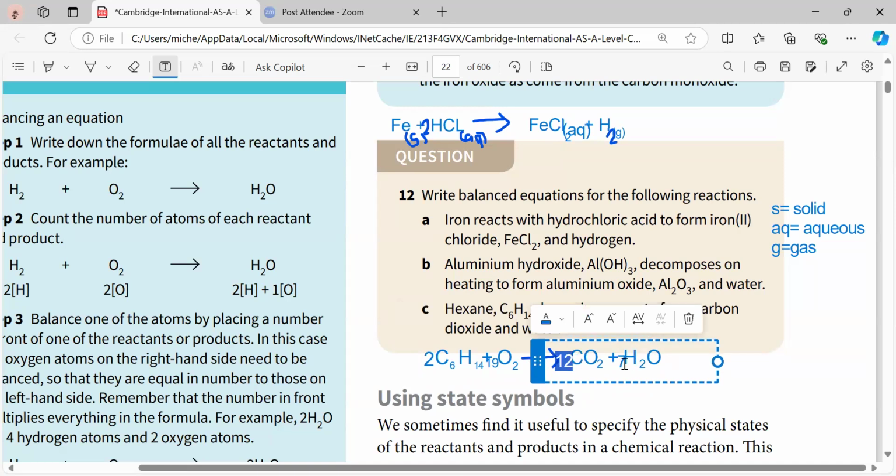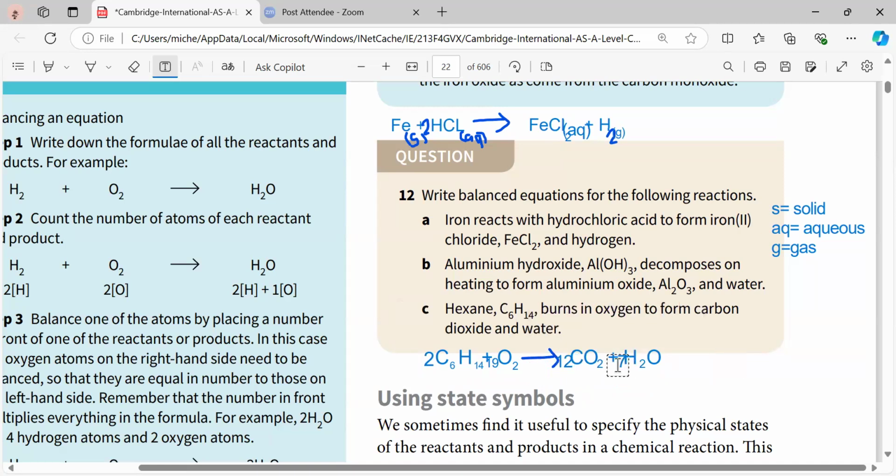And then 7. First, let's edit this. So 7 multiplied by 2 would be 14. So basically, this is the end result for this equation.